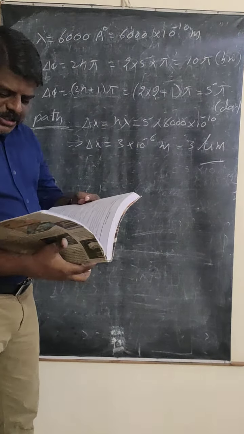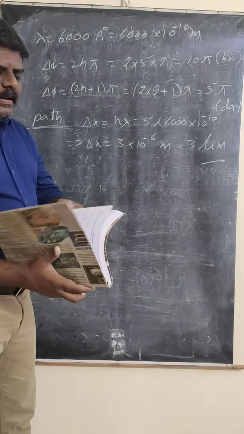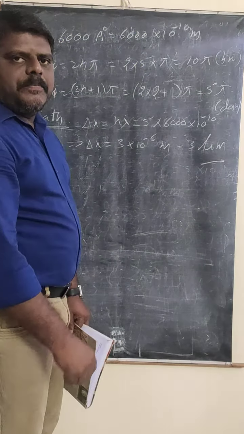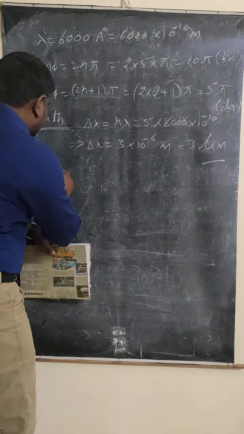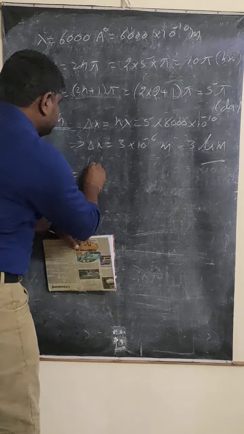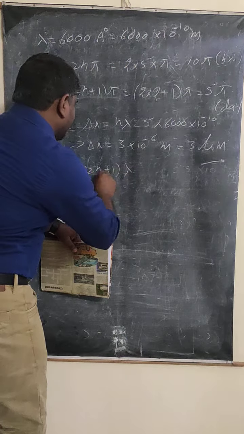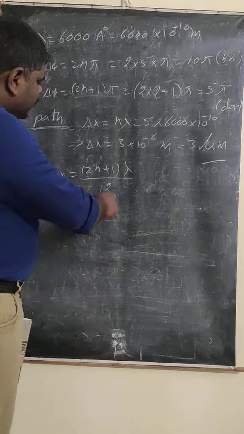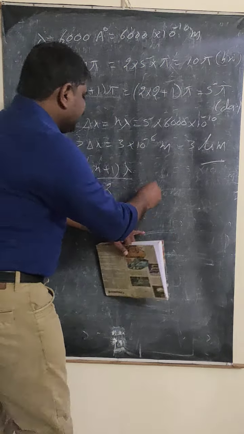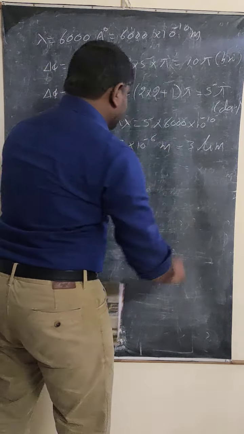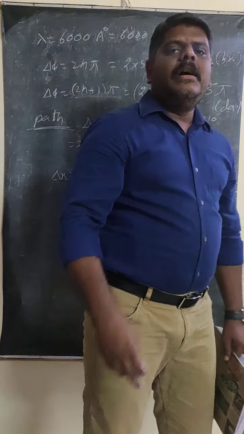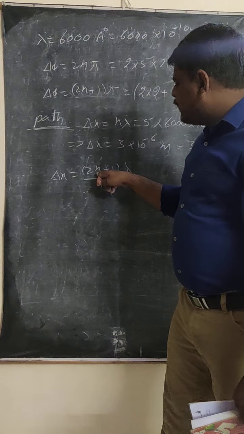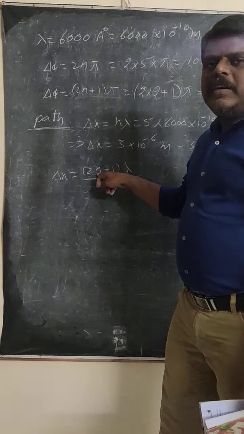So this is the condition for the bright band. Next, we can go for the dark band. In the case of the dark band condition, what will the path difference be? Path difference delta x is equal to 2n plus 1 into lambda by 2. We already know that if you are going to use the 2n plus 1 condition, one band less you have to take. Which dark band is the problem saying? Third dark band. So in place of n, you have to take 2.